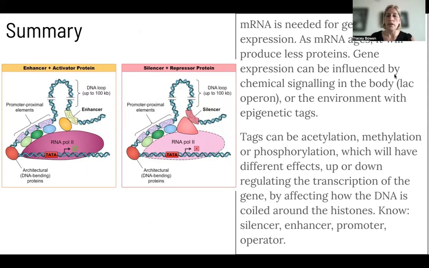So you should know the vocabulary. What is a silencer? What's an enhancer? What's a promoter region? And what's an operator?